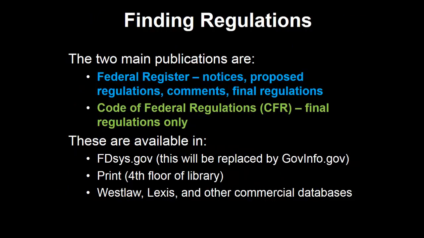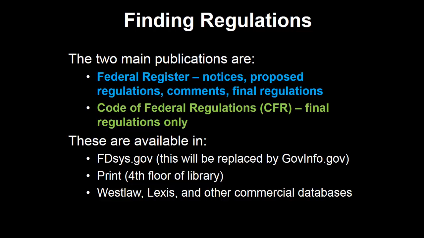So how do you find regulations? The two main government publications are the Federal Register and Code of Federal Regulations, or CFR. The Federal Register contains all the agency publications, including notices, proposed regulations, public comments, and final regulations. The CFR includes only the final regulations. That is the important distinction between the two.